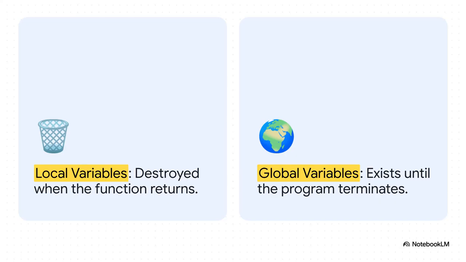Now, scope dictates visibility, sure, but lifetime dictates existence. And there's a stark contrast here. A local variable, its lifetime is completely fleeting. It literally exists only within the function where it's defined. The very second that function finishes running and returns, poof, that local variable is destroyed and its memory is automatically reclaimed by Python's garbage collector. A global variable, on the other hand, has serious persistence. It exists from the exact moment it's declared, right until the entire program actually terminates.